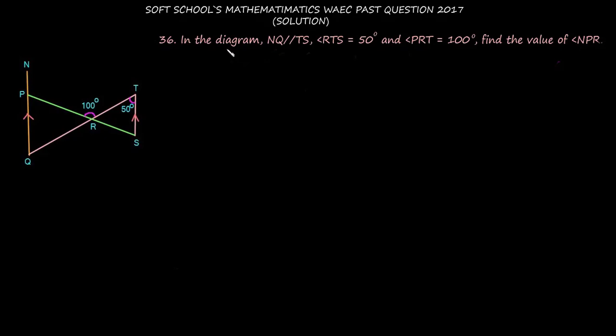Question 36. In the diagram, NQ is parallel to TS. Now, RTS is 50 degrees and PRT is 100 degrees. When you see this sign, I've said it earlier, what you should be looking for are alternate angles.